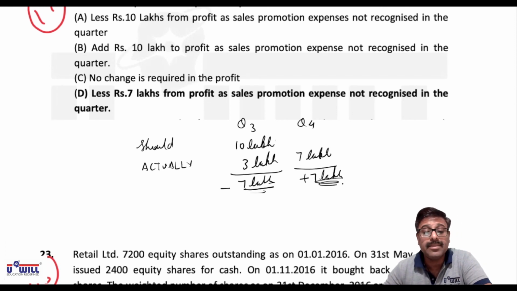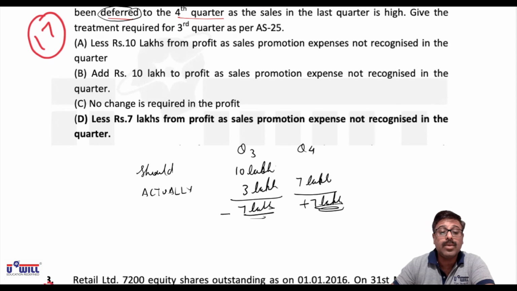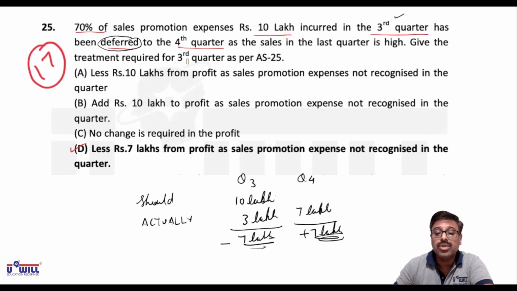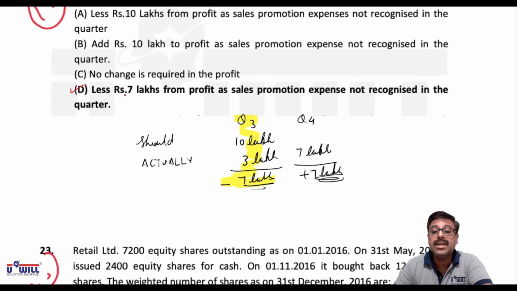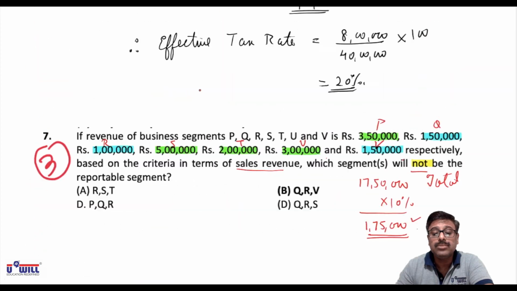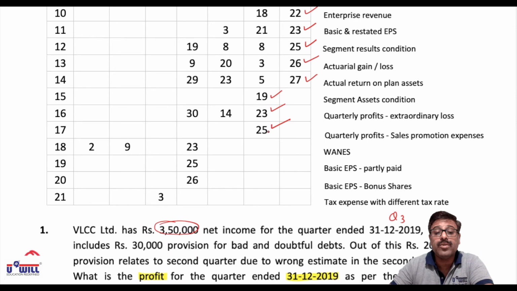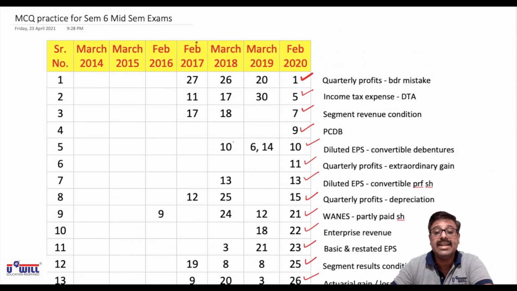Now look at the answer. Option D is the correct one. We have to minus 7 lakhs from the profit as sales promotion expense not recognized in the quarter, because they are talking about which quarter? Quarter 3. So in quarter 3, what are you supposed to do? Minus 7 lakhs. Okay, so less 7 lakhs. Similar to this question 25, there is no other question. Now directly the 18th variety of question is in February 2017 exams.